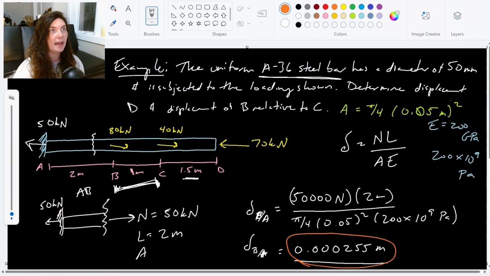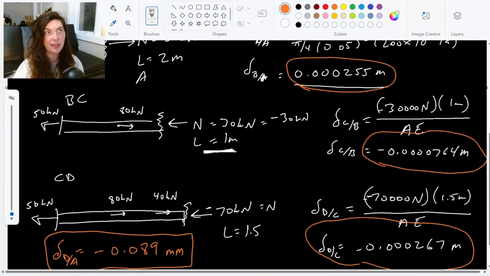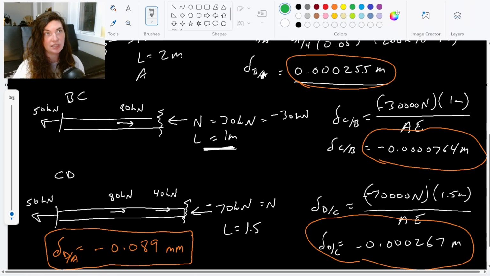Now, it did also ask for what the displacement of B was relative to C, but we had to calculate that on our journey of calculating D, so we actually already have that. It's this guy right here.